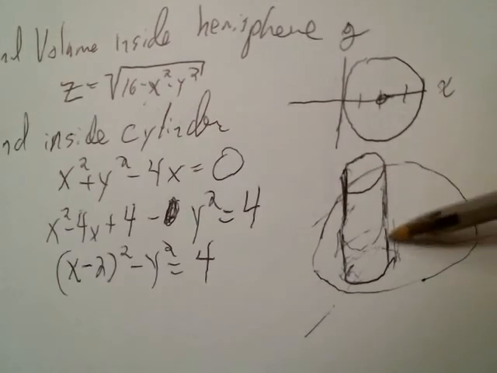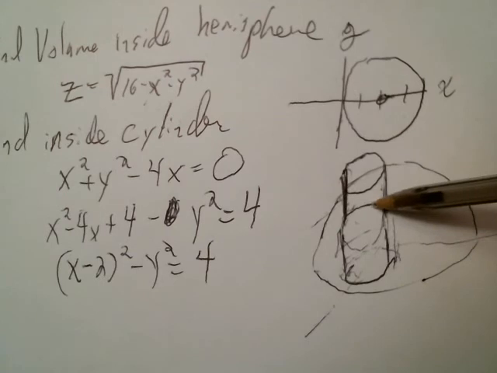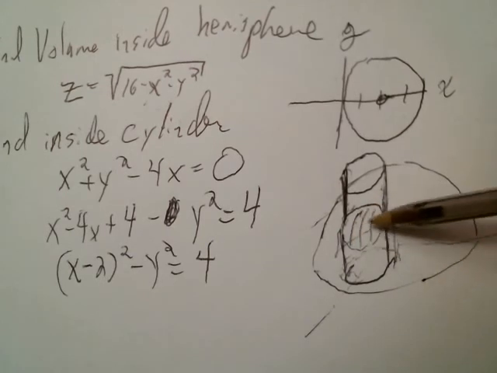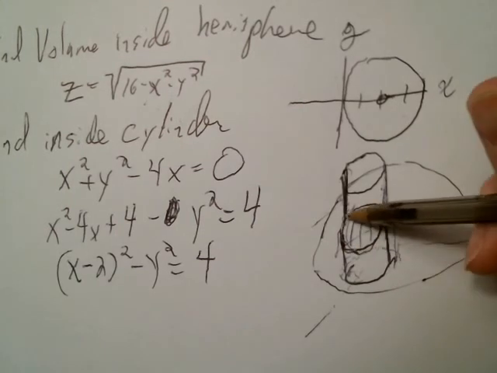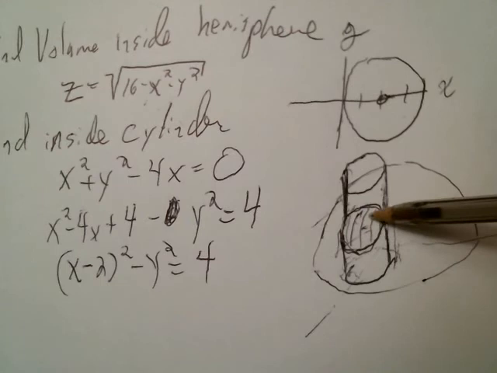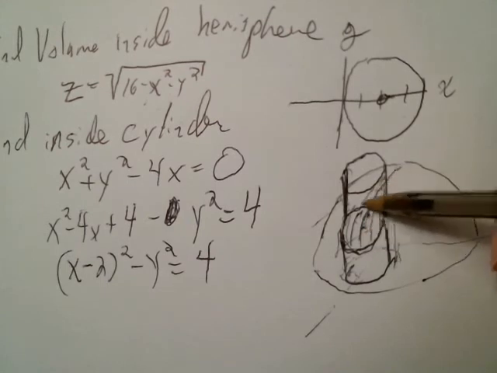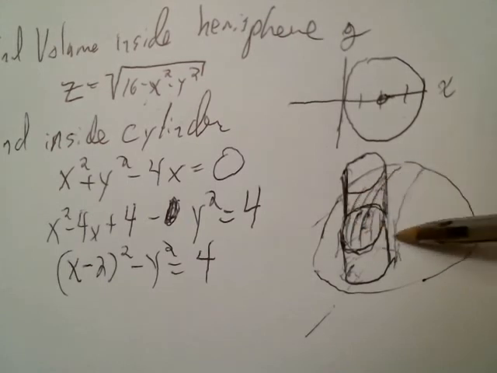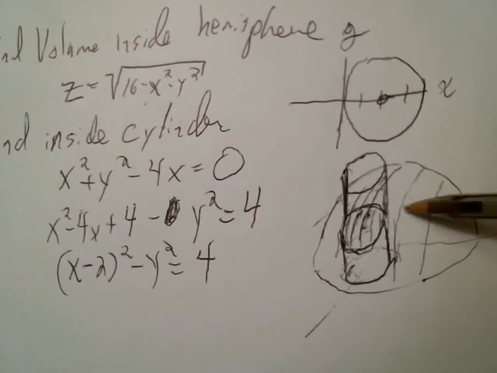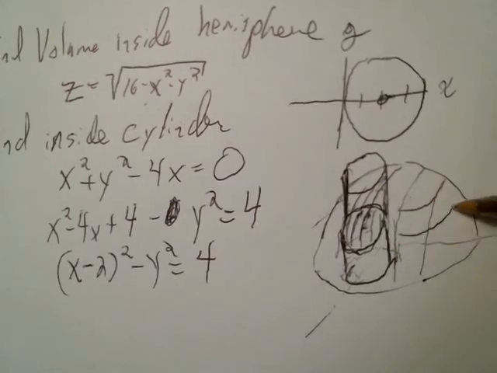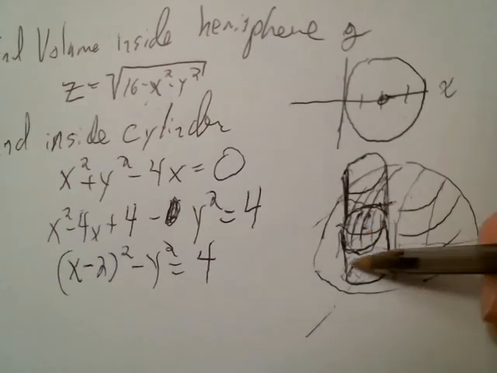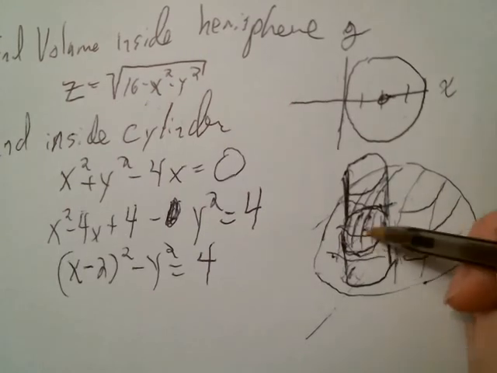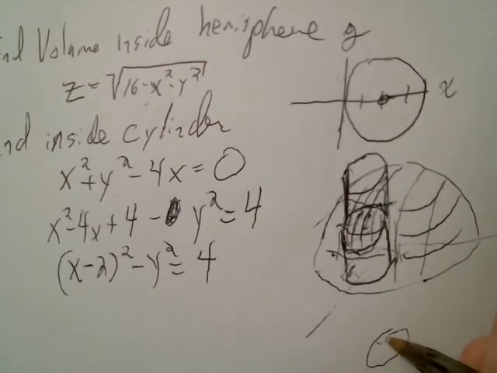Going through the hemisphere, we just want to know the volume of this object, this cylinder part right here, up to this surface of the actual hemisphere. So it's the volume of that thing that we're after.